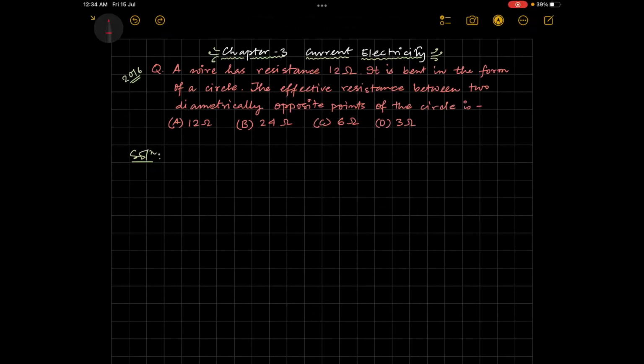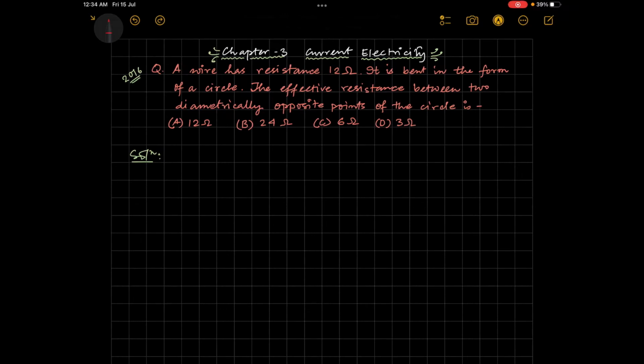So the given question is, a wire has resistance 12 ohm. It is bent in the form of a circle. The effective resistance between two diametrically opposite points of the circle is. So this question came in 2016. It is a numerical question.